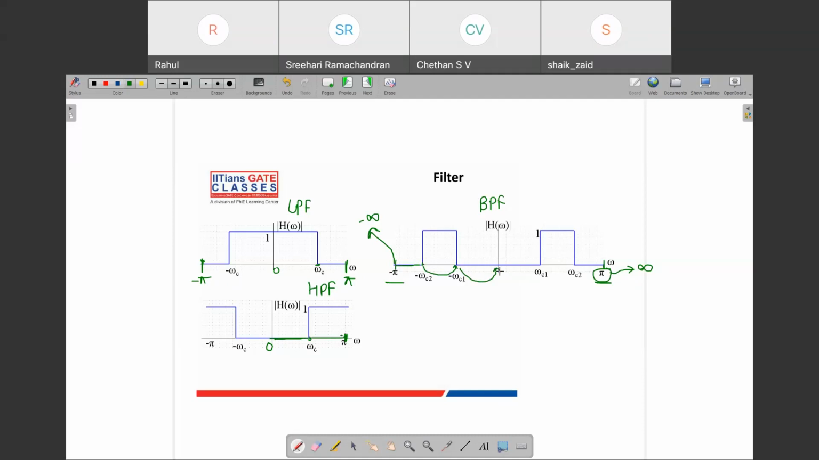Okay. So the low pass, band pass and high pass look similar to what we have seen in continuous time. The only difference is that in continuous time, frequency was varying from minus infinity to infinity. In discrete time, frequency will vary only from minus pi to plus pi.